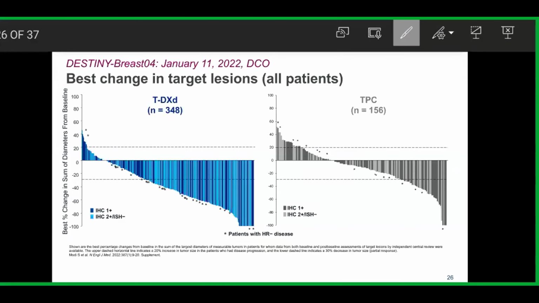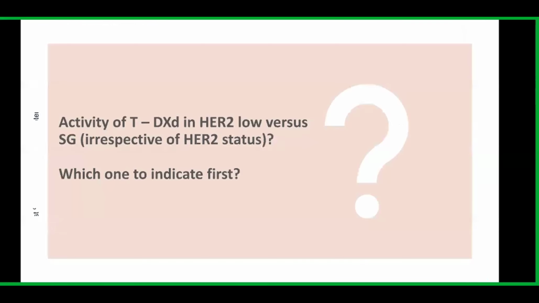So this is the waterfall plot to show the responses. Most of them had responses, whether it's a +1 or +2 HER2 marker.